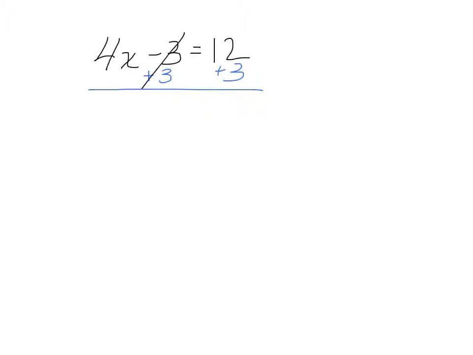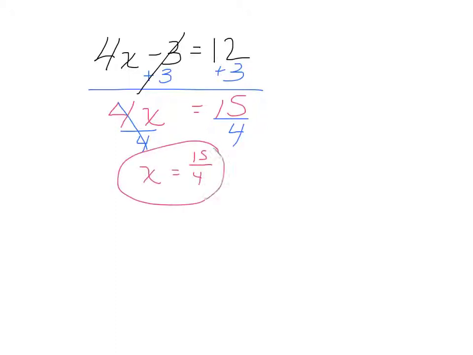Negative 3 plus 3 cancel out, which then would leave me with the 4x on the left side. 12 plus 3 would equal 15. Next, I would have to undo the 4 times x by dividing by 4. The 4's will cancel out. Whatever I do to one side, I have to do to the other. So in this case, x would equal 15/4. Now, most times we will leave that just the way it is written. So this would be my solution.